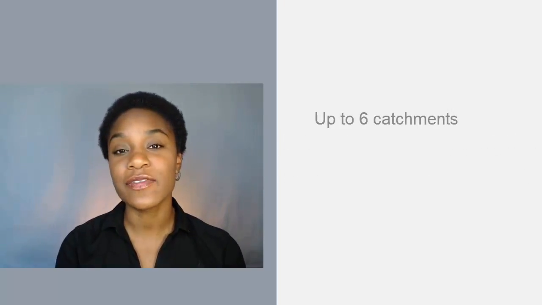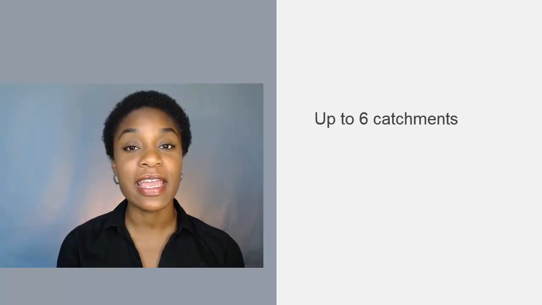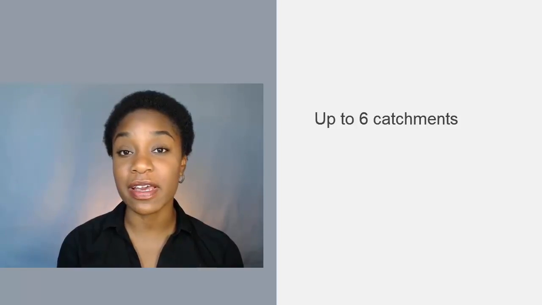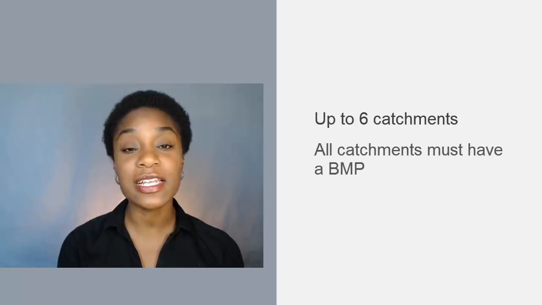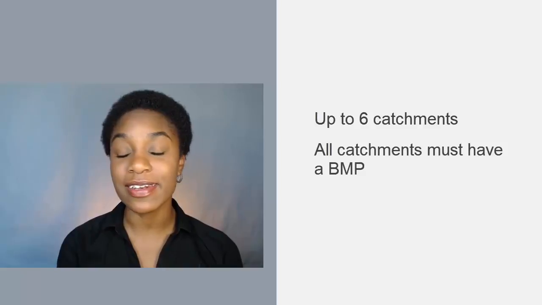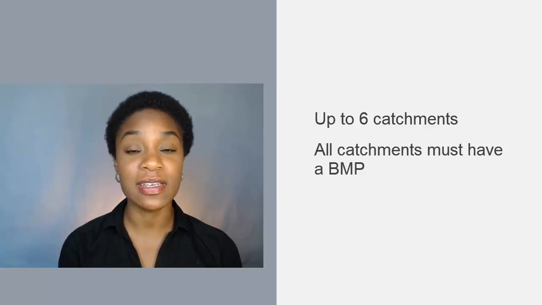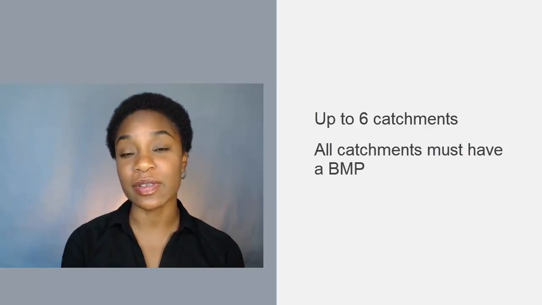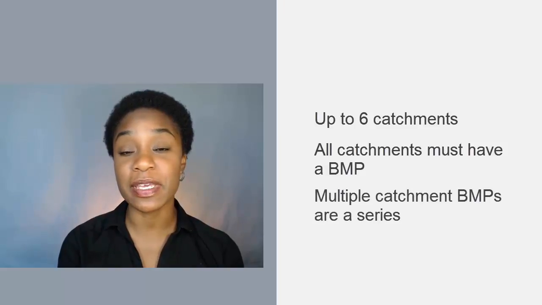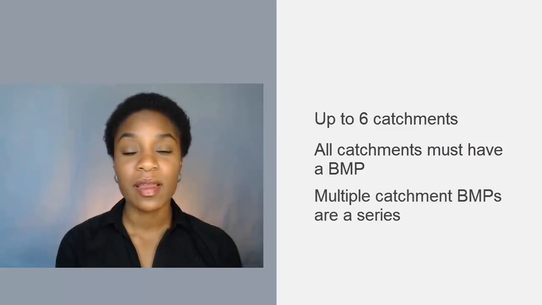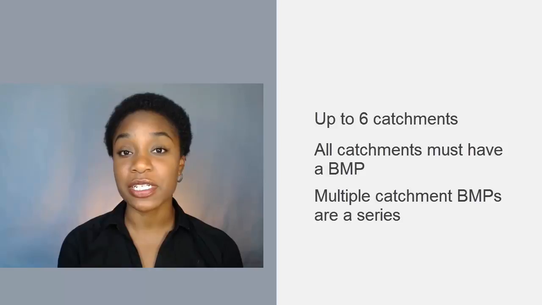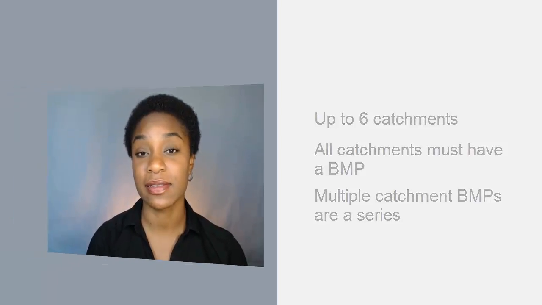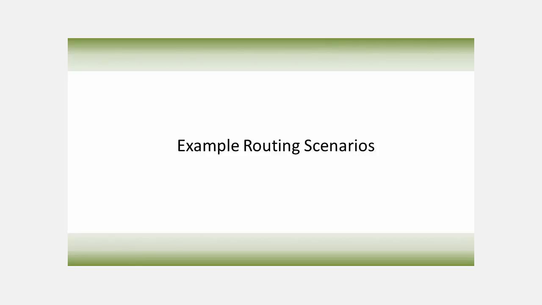The model allows for up to 6 catchments, and any catchment can receive drainage from one of the other 5 catchments. A catchment must contain at least 1 and no more than 3 BMPs. If multiple BMPs are included in a catchment, it is assumed the BMPs are in series. Projects where BMPs are hydrologically disconnected must be modeled using multiple catchments. The following 9 examples will showcase some common routing scenarios, roughly in order of complexity.